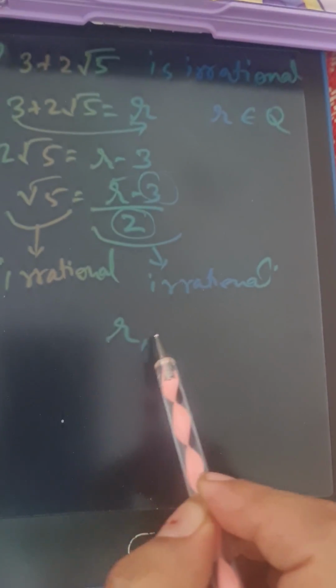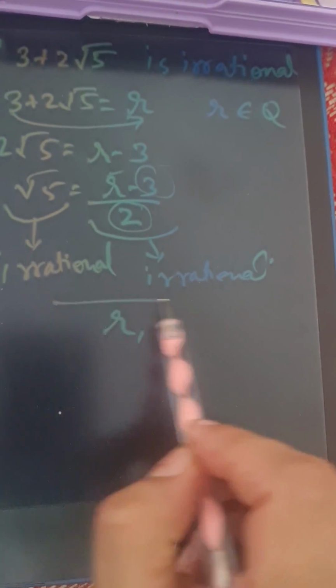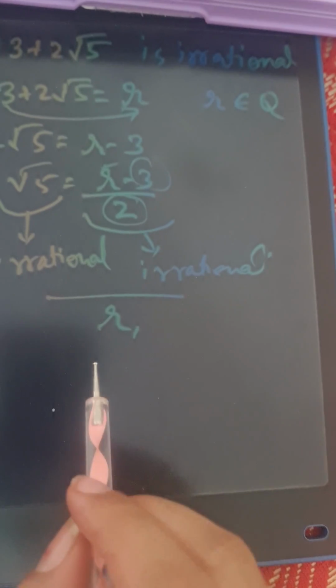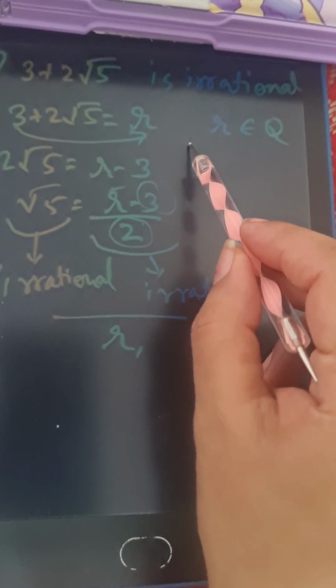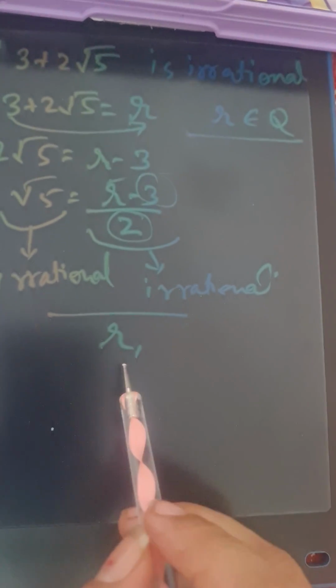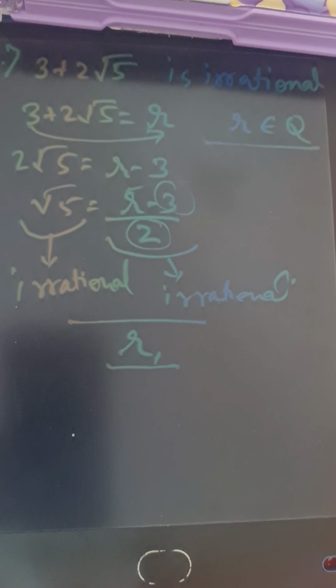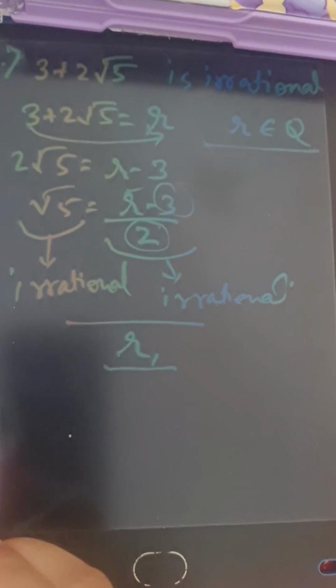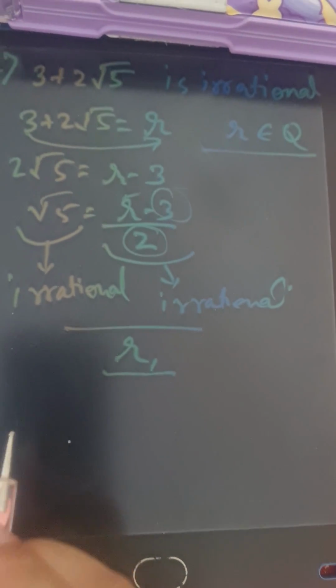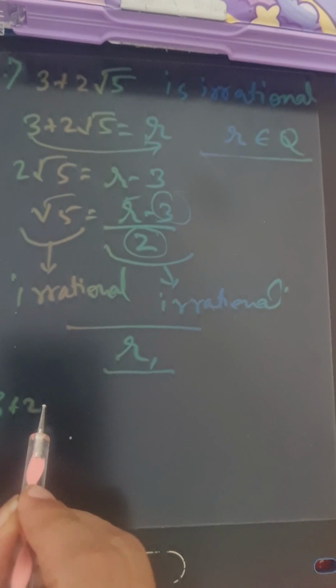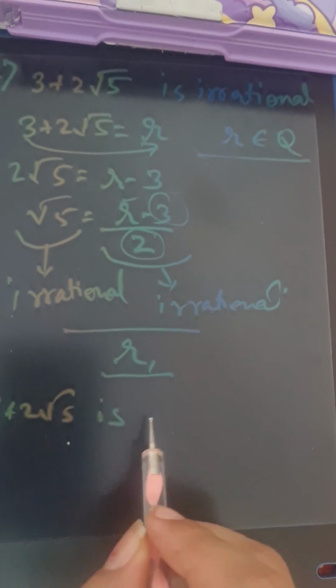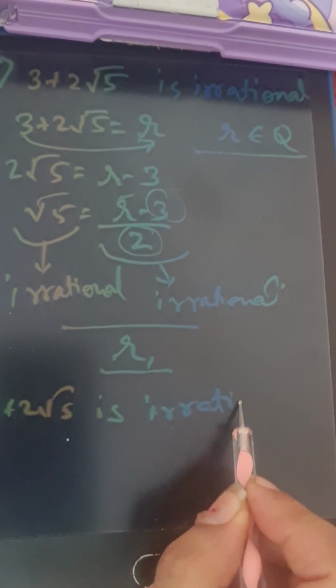This implies that r is irrational, but we had assumed that r is a rational number. Here we are getting that r is an irrational number, which is a contradiction, and hence our assumption is wrong. So 3 plus 2 root 5 is actually an irrational number.